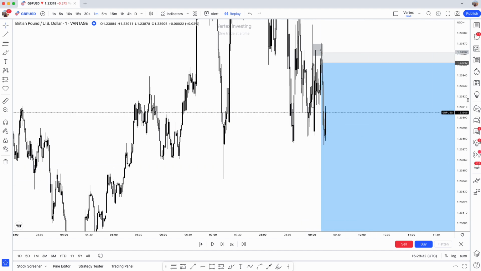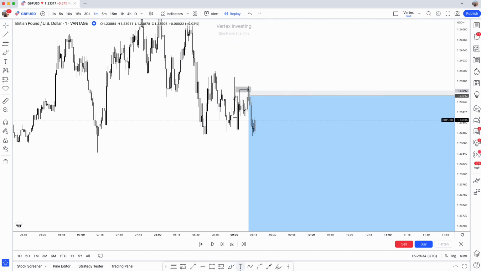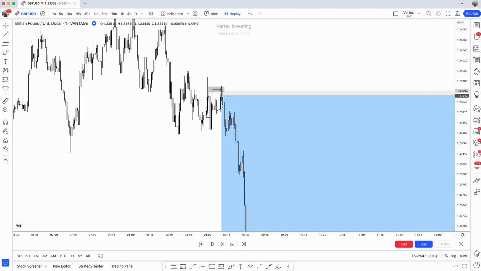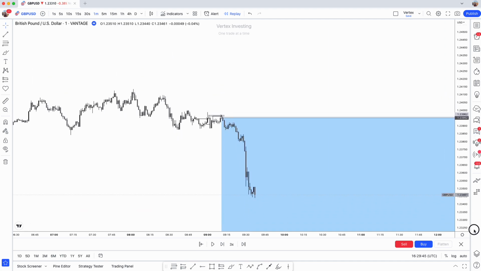I could have taken 5R at 10R, but I don't know why I didn't, to be honest. There's no obvious reason for that. The question that comes afterwards is how did I trail the stop loss? So I trailed the stop loss quite aggressively.